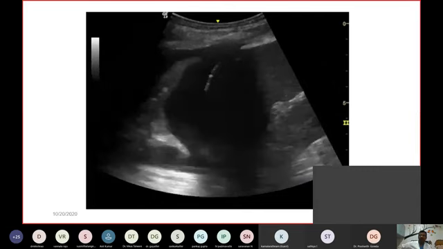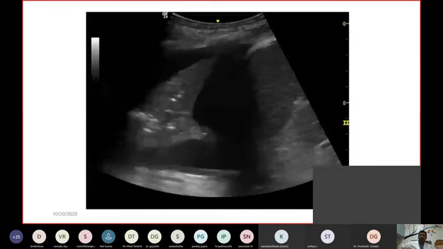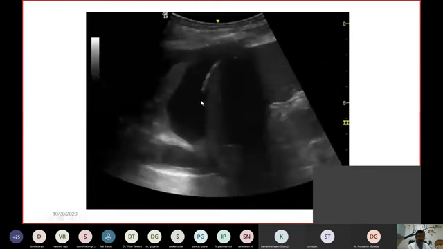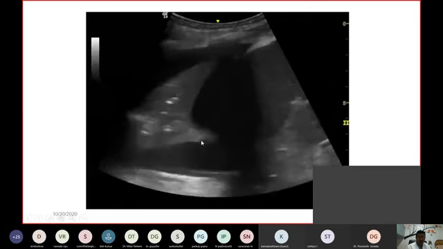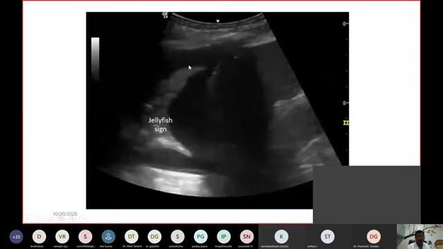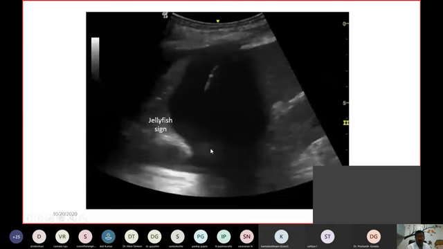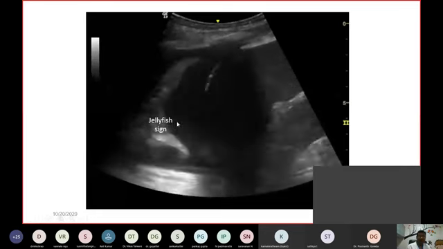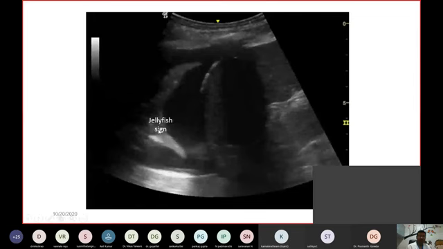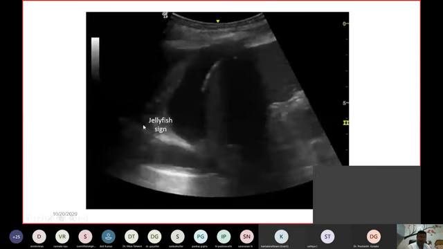So now see here, you see the diaphragm, you see the liver, you see anechoic fluid, that is effusion, and you see the floating lung inside. Now see this lung, how it looks. This floating collapsed lung is called a jellyfish sign. If you have a massive effusion associated with collapse, you will see a floating tip of the lung within the effusion. So this is called a jellyfish sign.